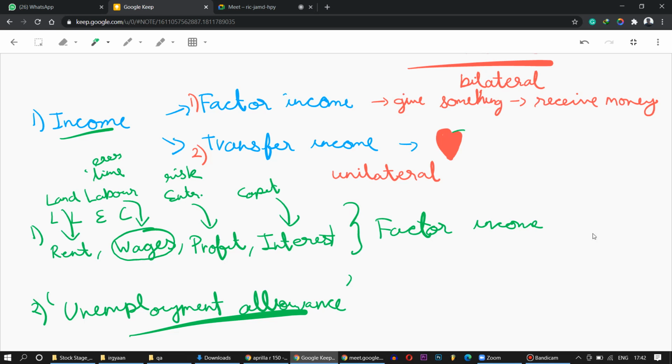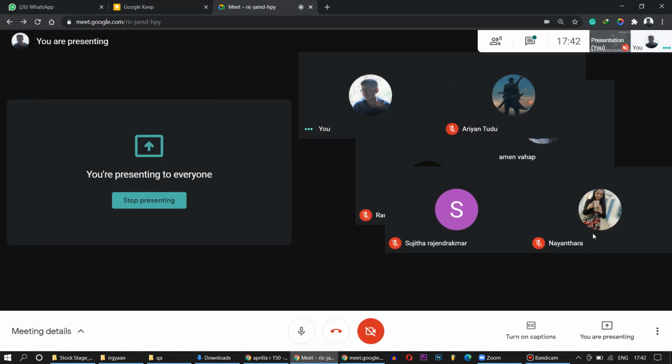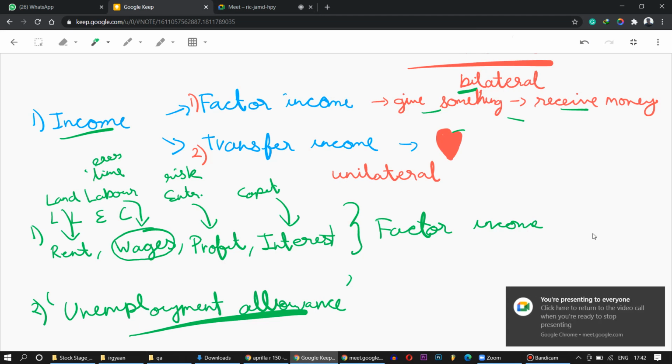Next, we have factor income. In this case, you give something, then you get money. If you don't give anything, people will tell you to get lost. And since you're giving something, you're receiving something, it is two-way. We call it bilateral. Here, you're only getting money. If you are only getting money, it is called unilateral. Simple: income, factor income, transfer income.